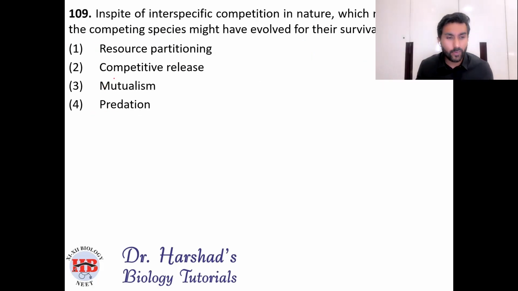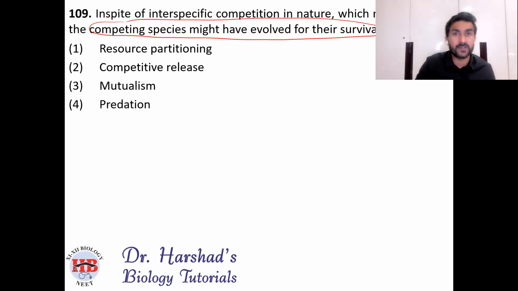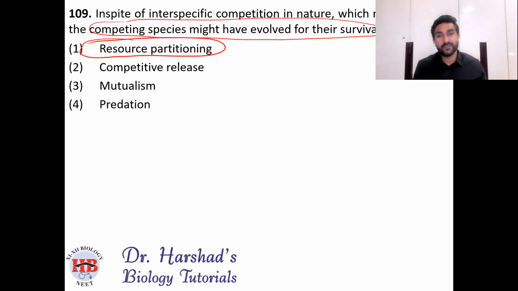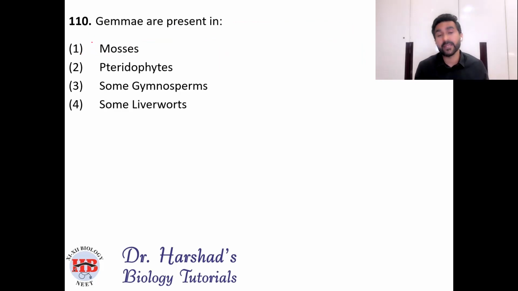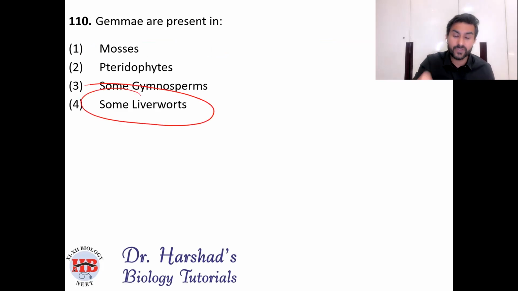In spite of interspecific competition in nature, they have asked you how competing species fight. Now there was an example of warblers which was given, whereby we had different feeding at different levels. This was called resource partitioning. This is an example from NCERT which talks about resource partitioning, which helps competing species survive in spite of living in similar habitats. Gemmae were buds present in cups which are called gemma cups, and this is something found in liverworts. So liverworts would be the answer for this, which comes under Bryophyta.